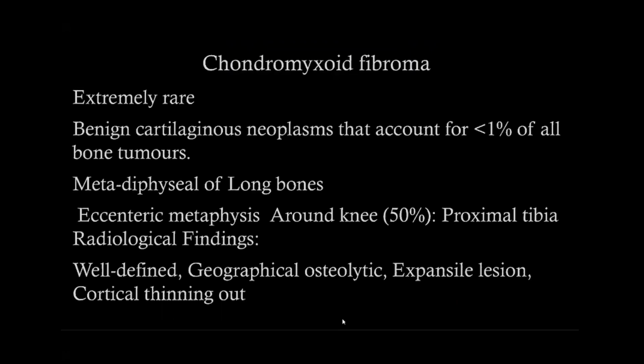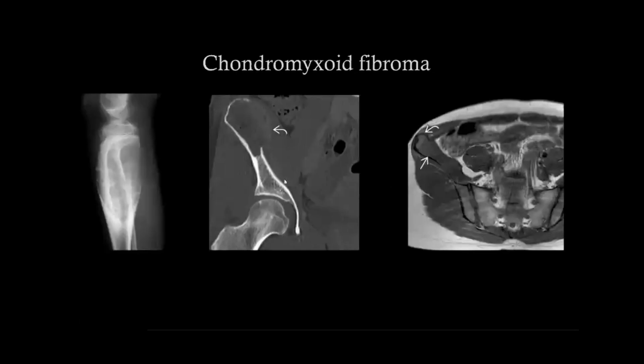Okay, chondroma, exodofibroma, it is extremely rare. It is a benign cartilaginous neoplasm that accounts for less than 1% of all bone tumors. It is metadiaphyseal of the long bone, eccentric metaphysis around the knee, 50% proximal tibia, well-defined geographic osteolytic lesion, expansile lesion with cortical thinning. Okay, this is chondromyxoid fibroma. Example for chondromyxoid fibroma, it is a large expansile lesion.